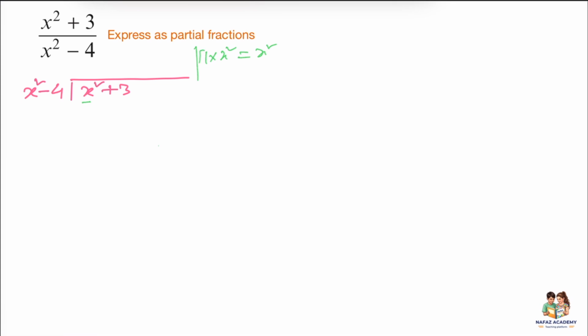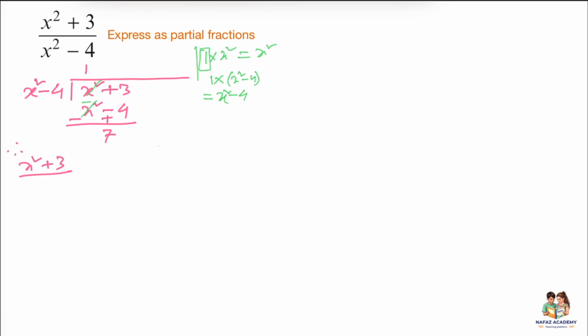To make them equal, we are multiplying by 1 with x square. Now the left side and right side are the same, so 1 is the quotient. At first write the 1 and write the result of the multiplication. It is x square minus 4, changing the sign since it is subtraction. So what is the value? Plus 3 plus 4, it is 7.